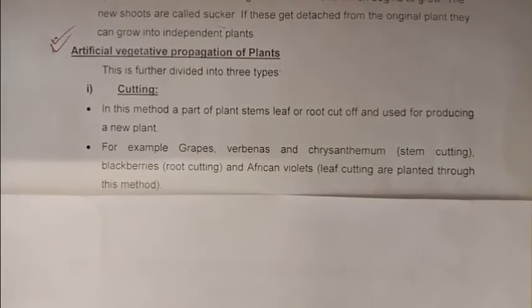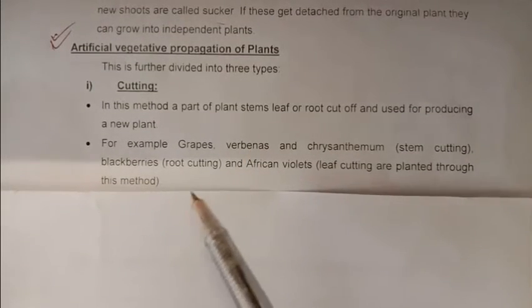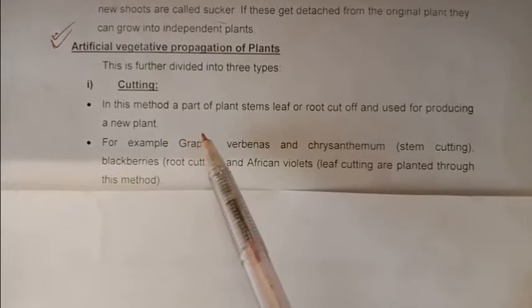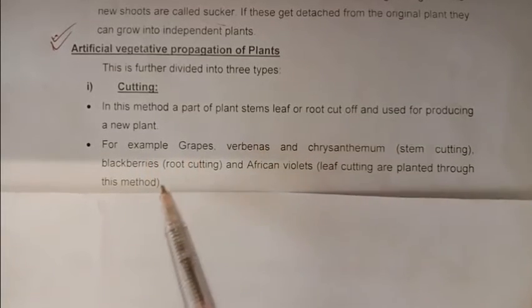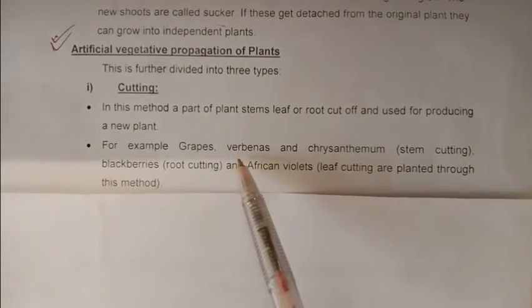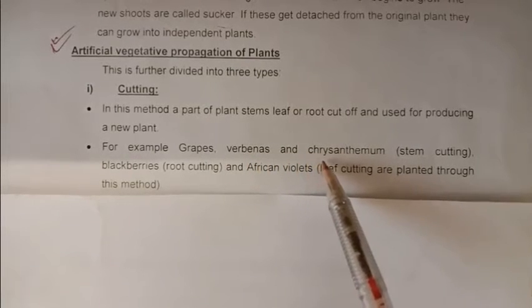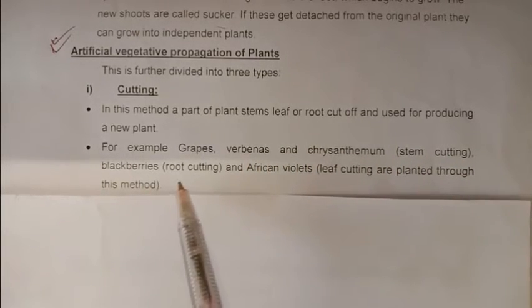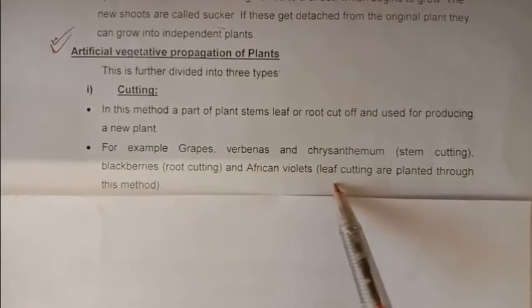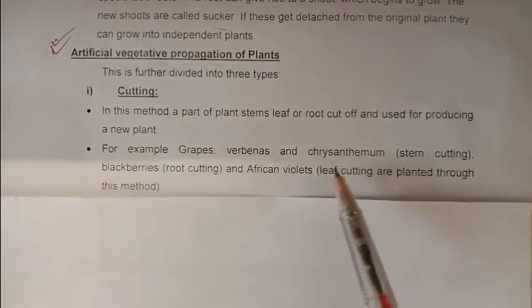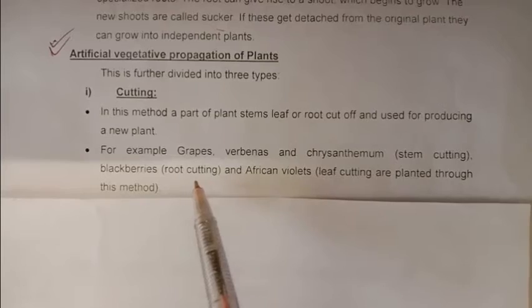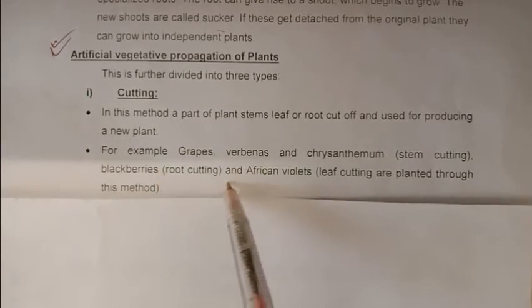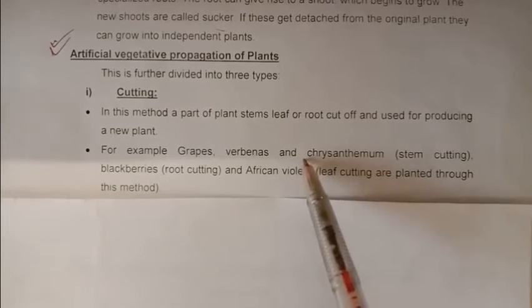Artificial vegetative propagation of plants is further divided into three types. The first type, cutting. In this method, a part of the plant, stem, leaf, or root, is cut off and used for producing a new plant. For example, grapes, verbenas, and chrysanthemum are propagated by stem cutting, blackberries by root cutting, and African violet by leaf cutting. So chrysanthemum propagates through stem cutting. Similarly, blackberries propagate through root cutting, and African violet propagates through leaf cutting.